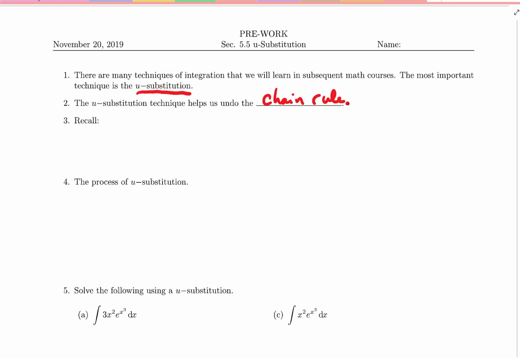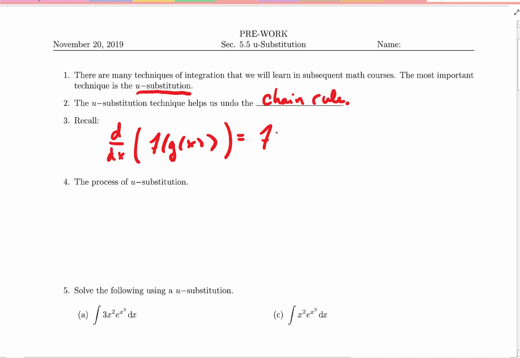So let's just recall what the chain rule says. It says that if we were asked to take the derivative of f of g of x, so we've got g of x nestled inside of f of x, then we take the derivative of the outside function, leaving the inside function alone, but then by the chain rule, we have to then multiply by the derivative of that inside function. Okay.